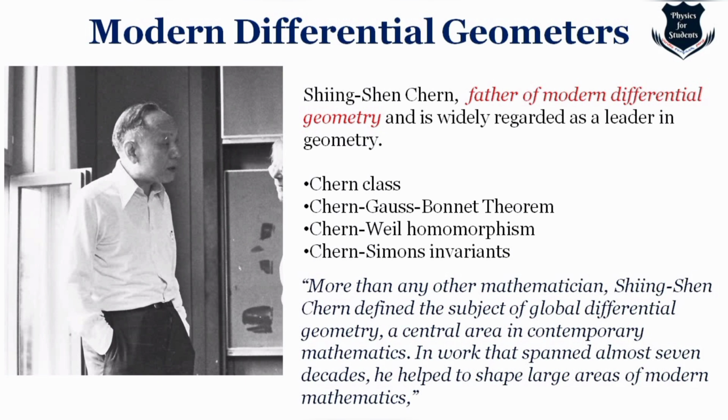He worked for a long time at the Institute for Advanced Study at Princeton, where he met Phillip Griffiths, the then director of IAS, who wrote, "More than any other mathematician, Shiing-Shen Chern defined the subject of global differential geometry, a central area in contemporary mathematics. His work spanned almost 7 decades and he helped to shape large areas of modern mathematics."